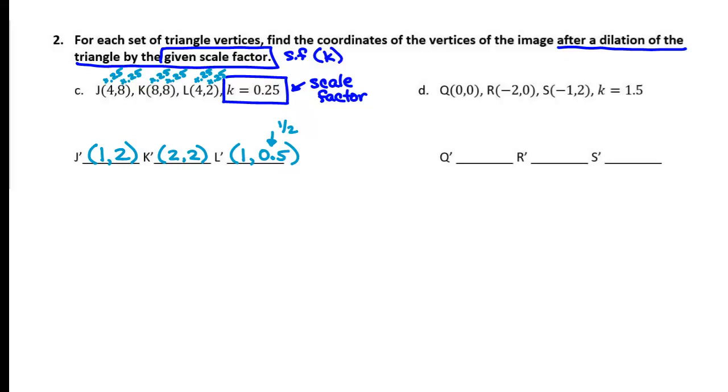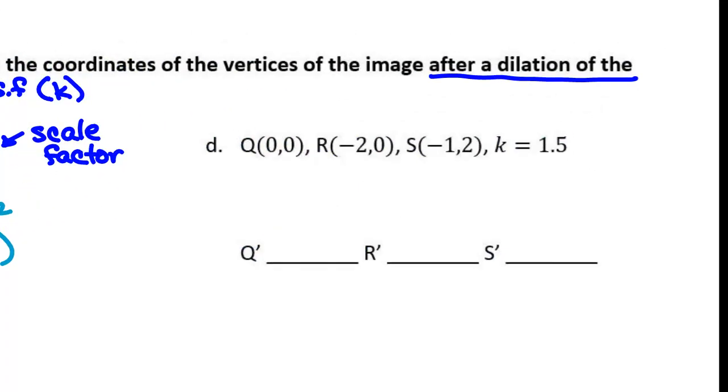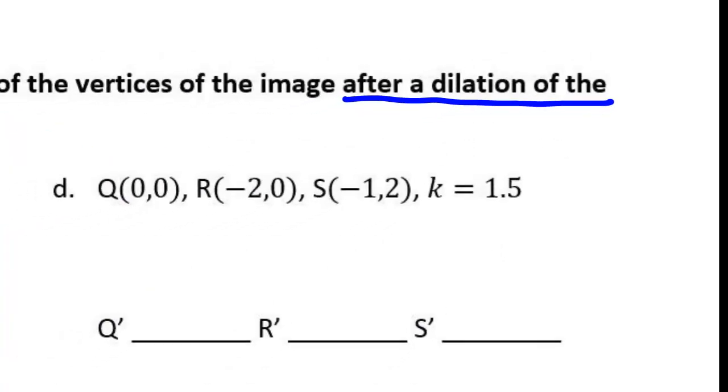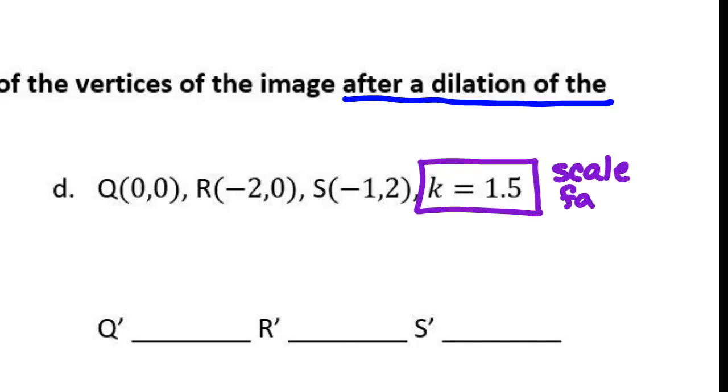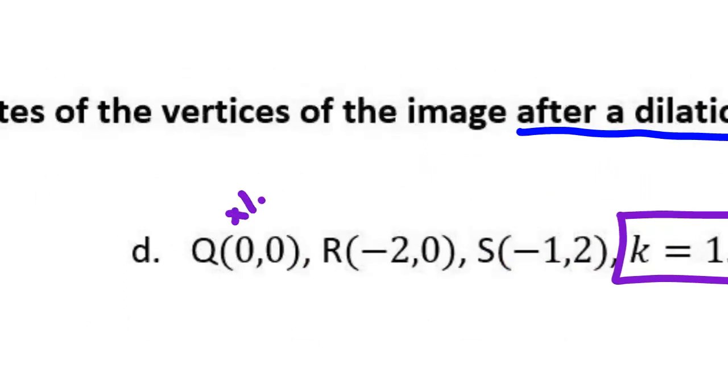Similar situation over here on, I don't know why those are C and D, that should be A and B. So this 1.5 right here, this is our scale factor. So we're going to multiply each of these ordered pairs by 1.5.